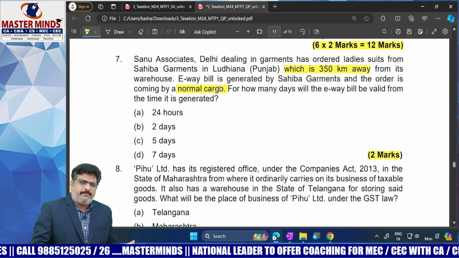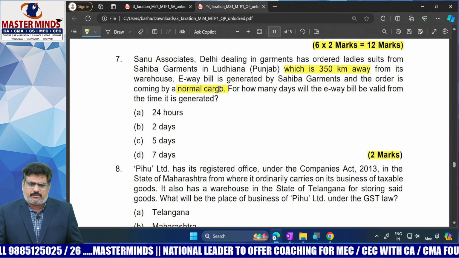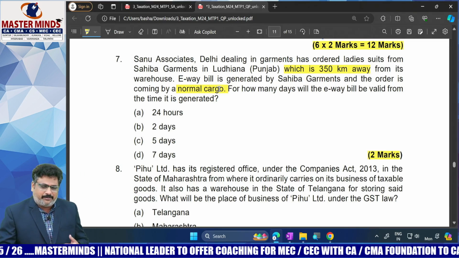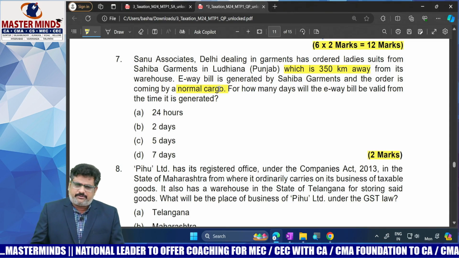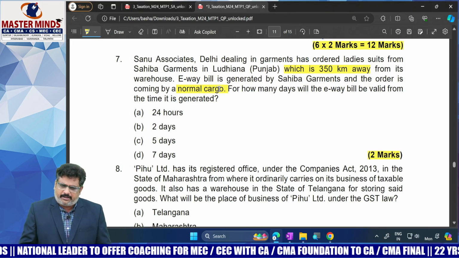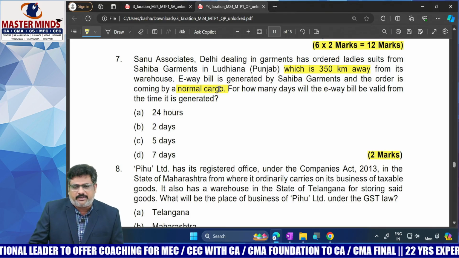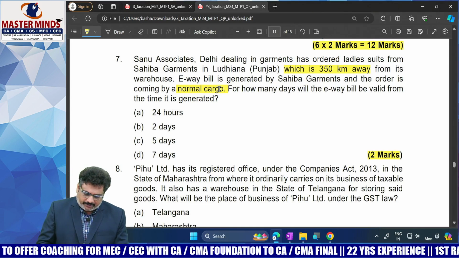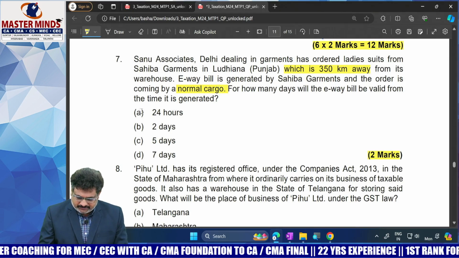So what is the validity period of e-way bill if at all it is a normal cargo? For every 200 kilometers or part thereof, 1 day validity period will be there. Here what is the distance? 350 kilometers. For 200 kilometers 1 day, or part thereof, 150 kilometers also 1 day. 1 plus 1, total 2 days validity period will be there. As simple as that.